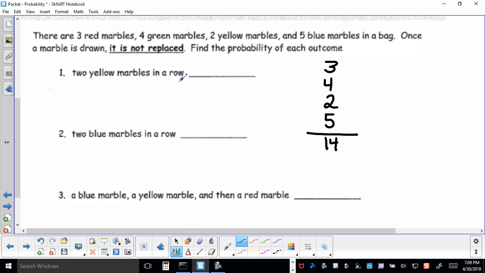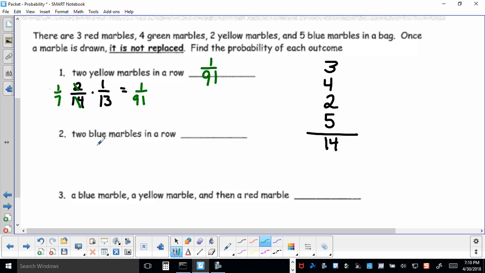So 2 yellows in a row. So that means the first time I'm going to have 14 marbles, and I'm going to draw a yellow. So that's 2 out of 14. Now when I draw again to try to get a yellow marble, I'm not replacing the marble. So now I only have 13 in the bag. And assuming I've already drawn 1 yellow, then I have 1 left. So let's go ahead and reduce this. So 1 out of 91. So there's a 1 in 91 chance that I will draw 2 yellow marbles in a row.